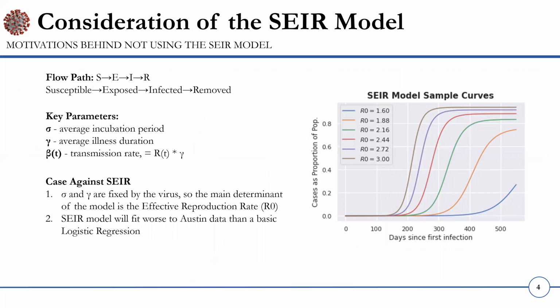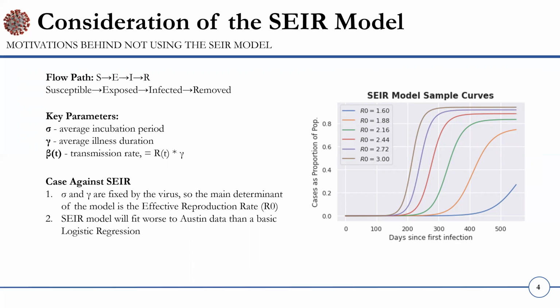The SEIR, or Susceptible, Exposed, Infected, Removed model, is commonly cited as being the premier disease prediction model. It models people following the path of being susceptible, then exposed, then infected, and then removed through immunity. The main determinant of the curve is the transmission rate because sigma and gamma are biologically fixed. In creating an SEIR model, we would be trying to fit to the cumulative case data for the Austin Metroplex by modifying the ERR, which is the effective reproduction rate, as a function of time.